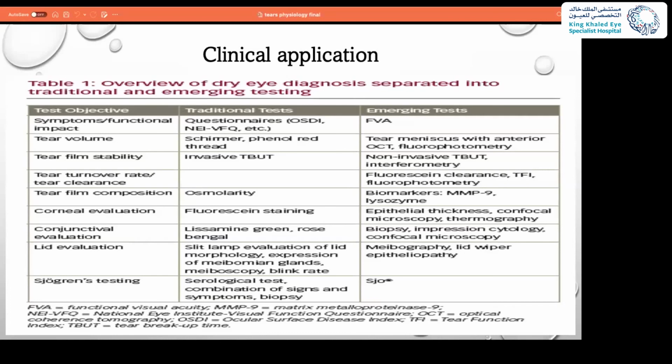An emerging test is meibography, and it is not available in all hospitals. Sjogren test: if you think that your patient is having any systemic disease, you should send him for serology tests and a combination of signs and symptoms. And sometimes they need a biopsy of the lacrimal gland.